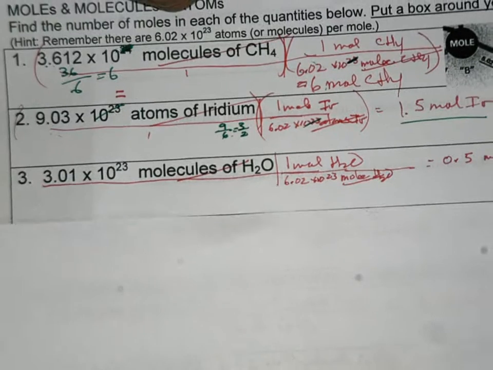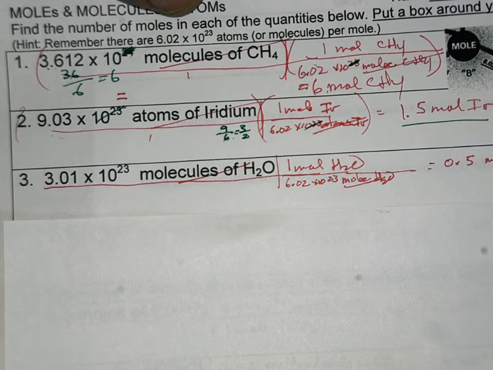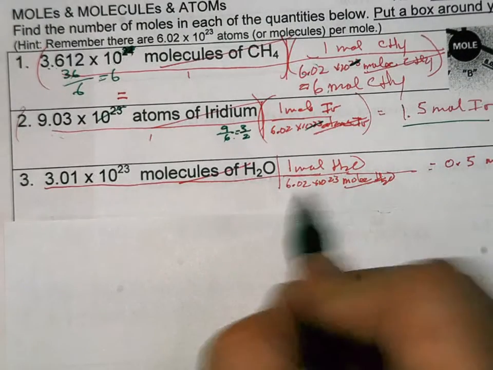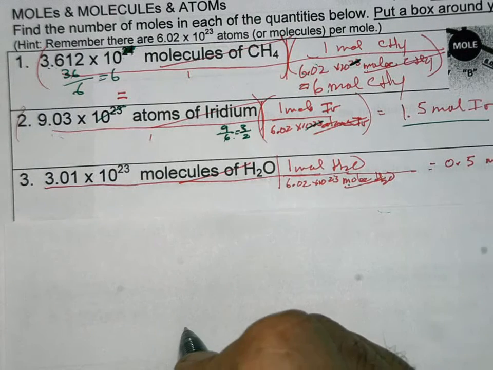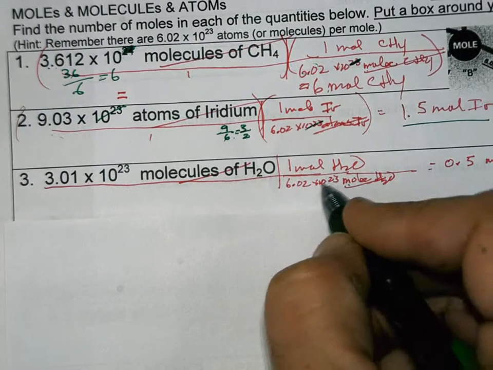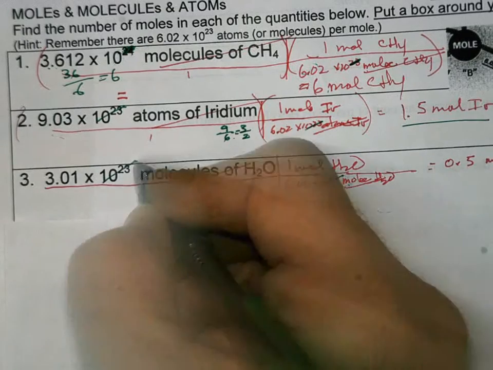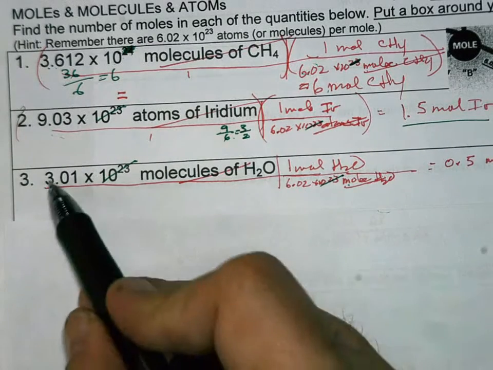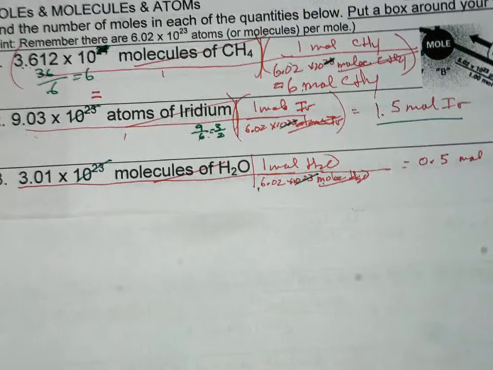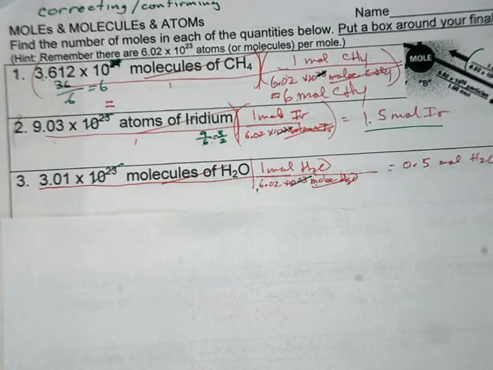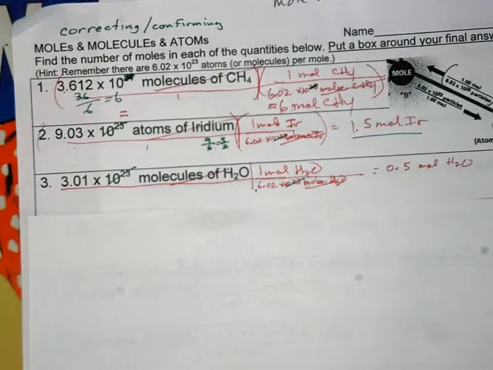Number 3. We've got molecules of water. Well, we divide by Avogadro's number as we've been doing. We can cancel those off, of course. On this one, the times 10 to the 23 and the times 10 to the 23 cancel, and this problem really becomes 3 divided by 6, which is a half. Oh, let me zoom out. Sorry about that. There we go. So you end up with 0.5 moles of water.